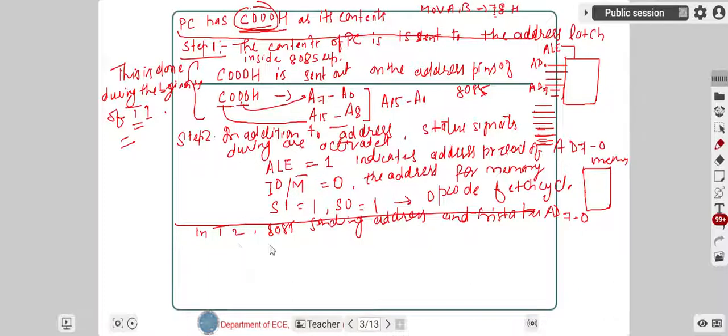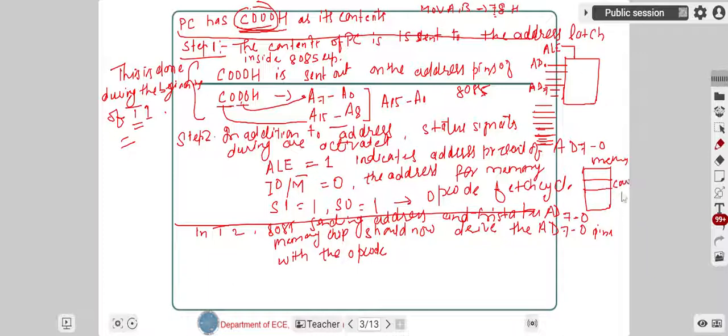So what is expected here? The CPU is expecting that the memory chip should now drive the AD7 to AD0 pins with the opcode, because we have now addressed the memory location C000H using the address lines. So what will happen now? The CPU will stop sending the address through these lines.